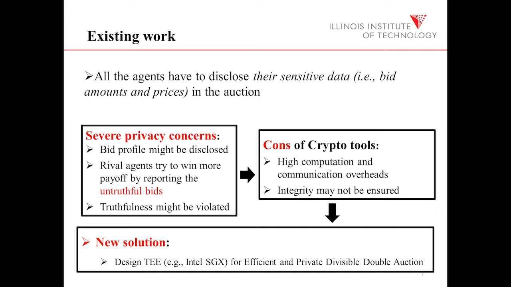There is some existing work using crypto tools to solve the privacy concern issue, but it requires high computation and communication, and also integrity cannot be guaranteed. Therefore, in order to solve this problem, we propose a new solution by co-designing the divisible double auction with Intel SGX, which is a trusted execution environment supported by an architecture extension of Intel.